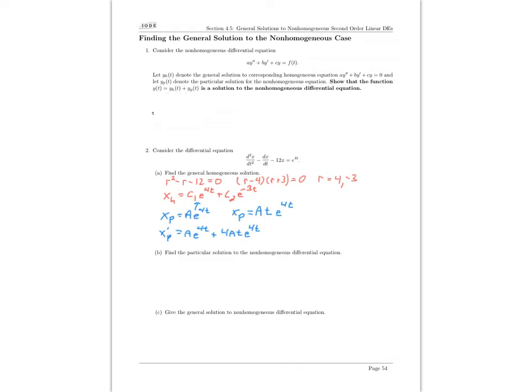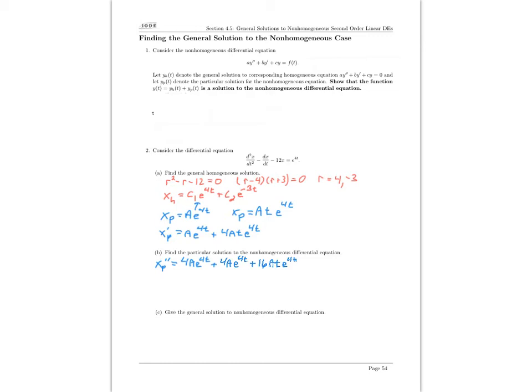And then I'm going to go ahead and calculate the second derivative of x_p. So over here, I would get a 4 that comes down, 4a e to the 4t. And then I would use the product rule again on this piece when I find the second derivative. And so that would give me 4a e to the 4t plus 16at e to the 4t. Now I'm going to plug x_p, x_p prime, x_p double prime into the original differential equation.